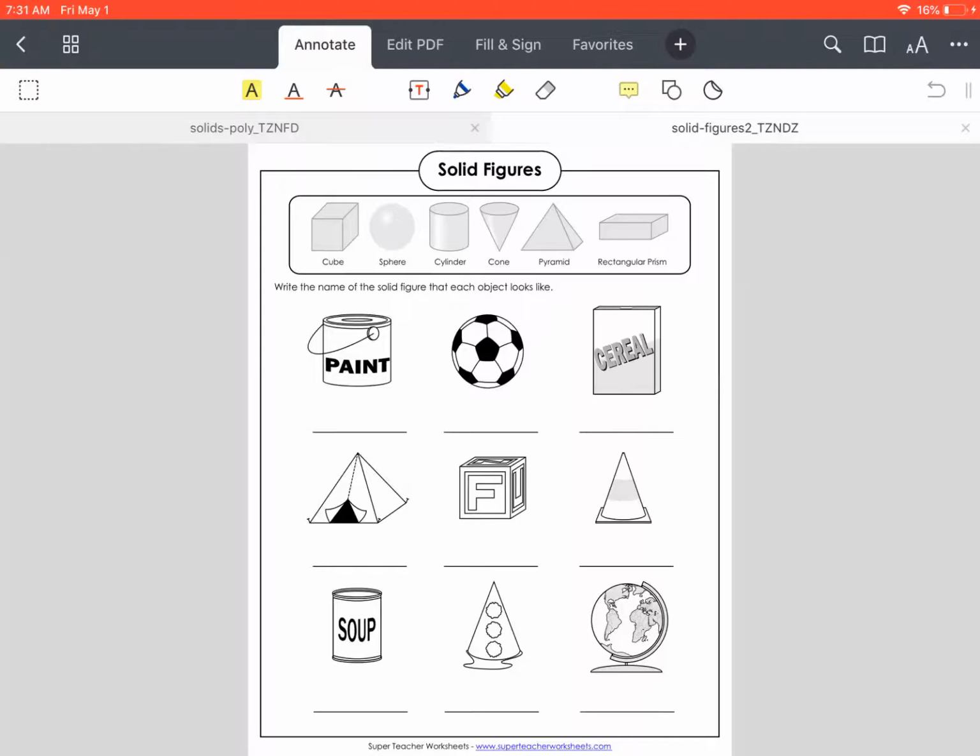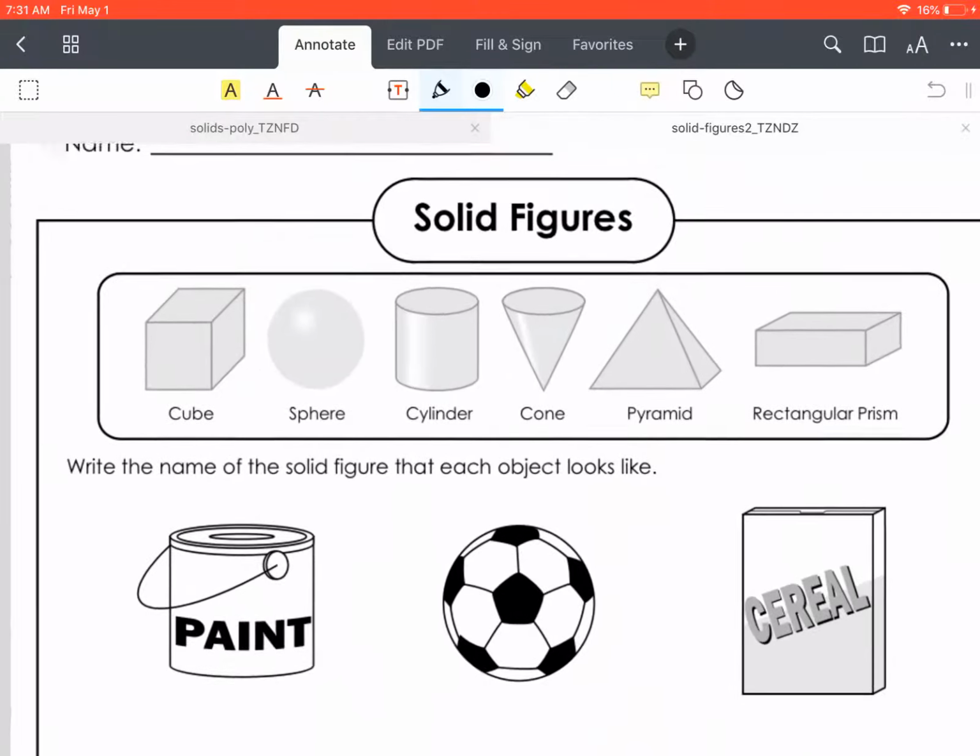We're going to be talking about solid figures and polygon shapes. So let's go ahead and look at the second to last page of your math work packet, which is what you see here. And the directions say write the name of the solid figure that each object looks like. So here it gave you a few items that you could have around your house or that you have seen before in the real world. So let's go ahead and go over the figures.